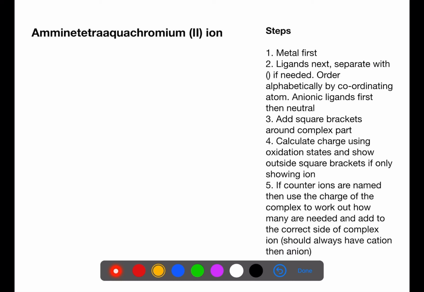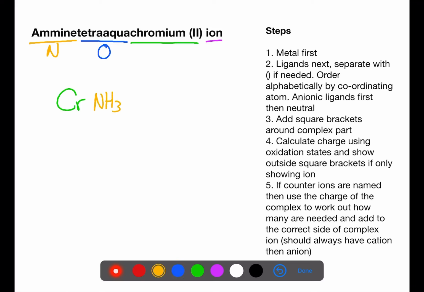So here we have amine, tetraaqua, chromium 2, and we're looking at just the ion. The first part of the formula is always the metal, which in this case is chromium. We then need to put the ligands in, and they need to go alphabetically by the atom which joins. The atom which joins from an amine is the nitrogen, and from the aqua is an oxygen. Therefore, the amine must come first.